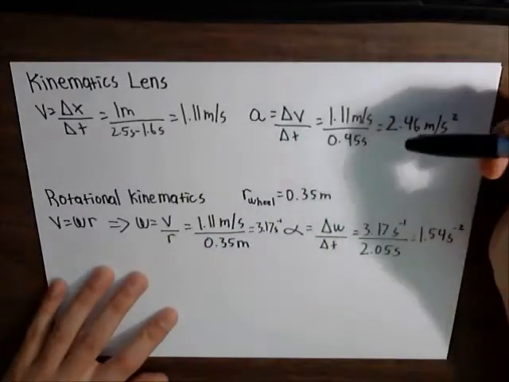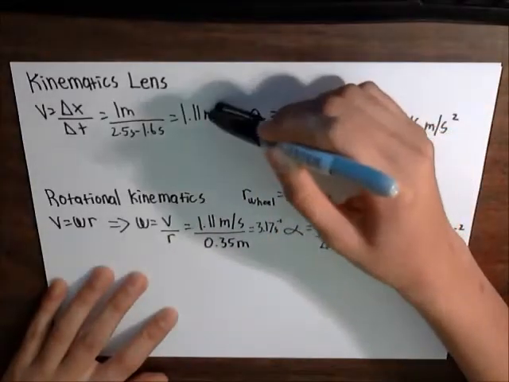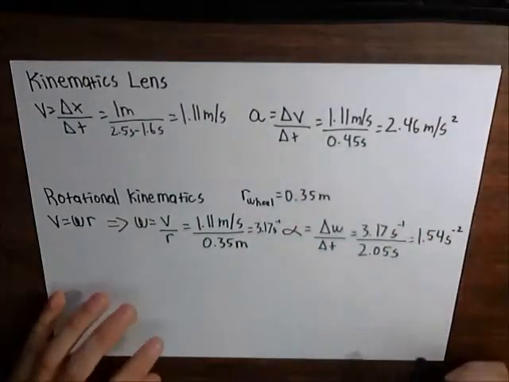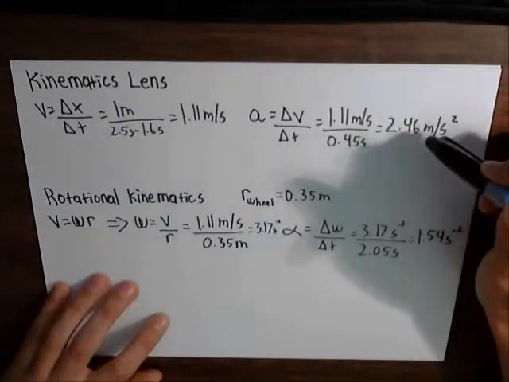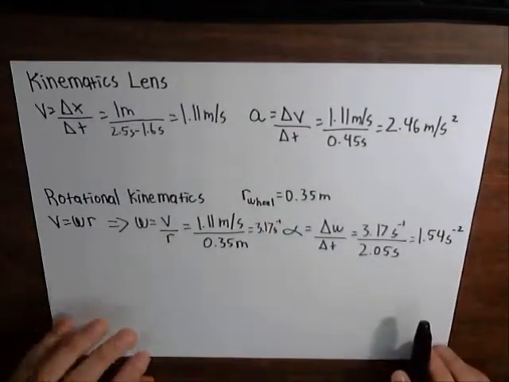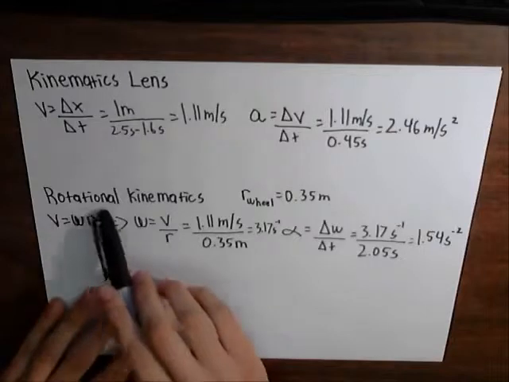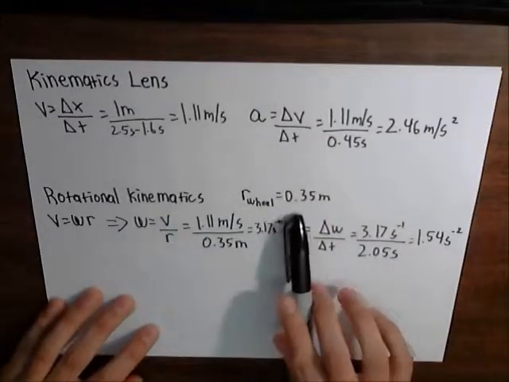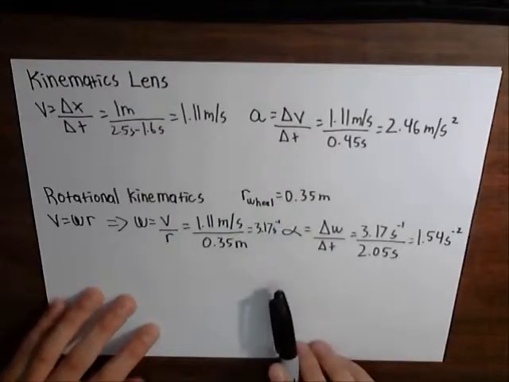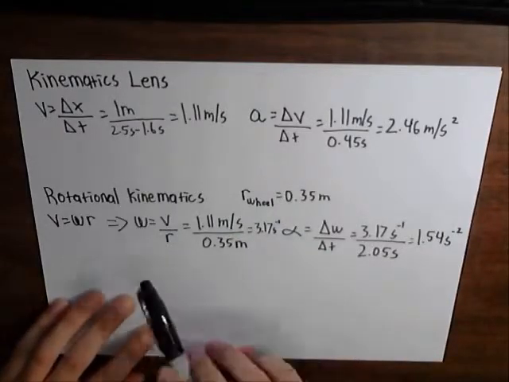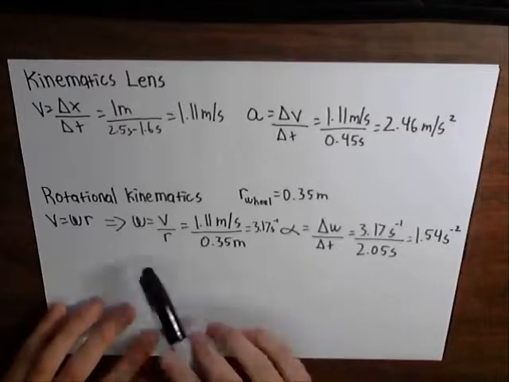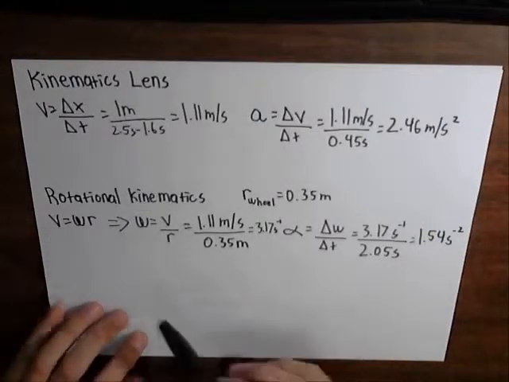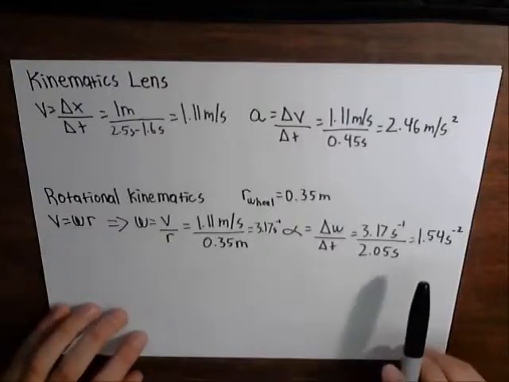So we have 1.11 meters per second, which we just found, over 0.45 seconds, and we get 2.46 meters per second squared. And we can also find rotational kinematics for one wheel, and we know that the radius of one wheel is 0.35 meters. So to find omega, which is the rotational velocity, we can use this equation: velocity equals omega times r.